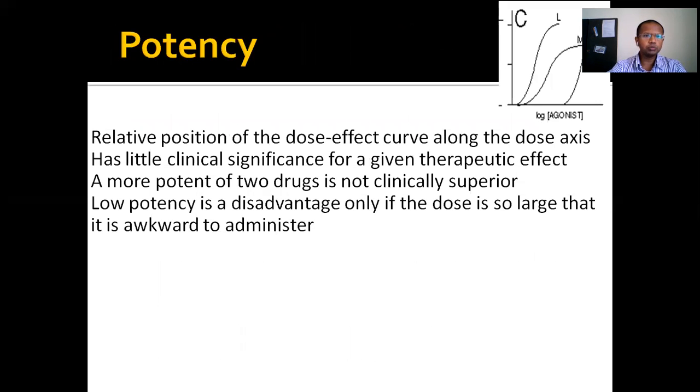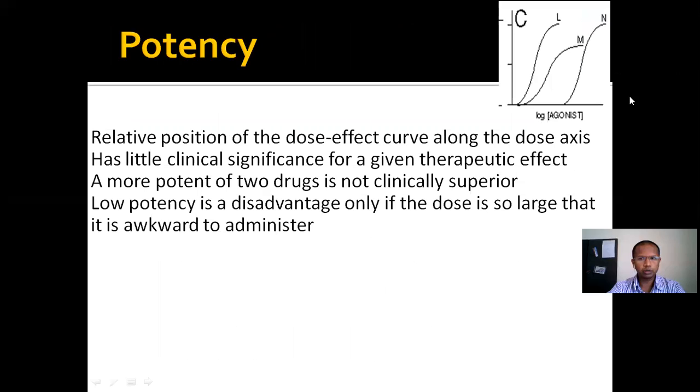Coming to potency: it is the relative position of the dose effect curve along the dose axis. It has little clinical significance for a given therapeutic effect. The more potent of two drugs is not clinically superior. Let us take an example to understand this, for example, paracetamol.